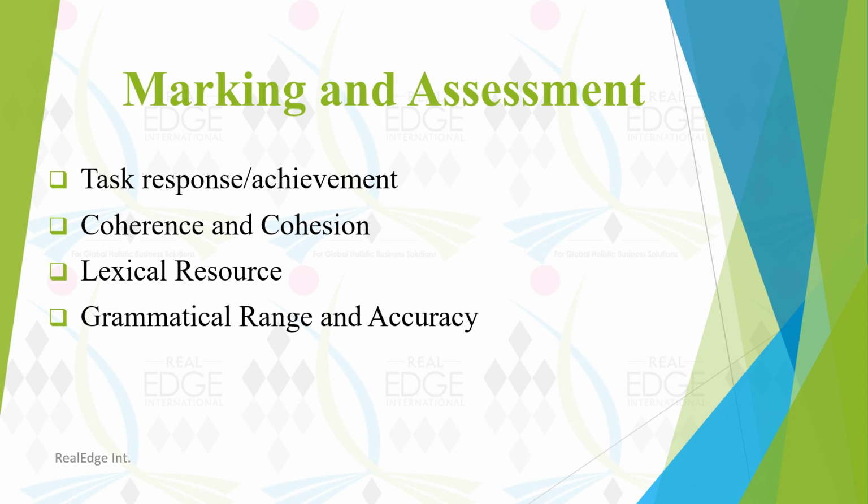The marking and assessment parameters. We have 4 marking and assessment parameters. The first one is task response or task achievement. The second one is coherence and cohesion. The third one is lexical resource. And finally, number 4 is grammatical range and accuracy.